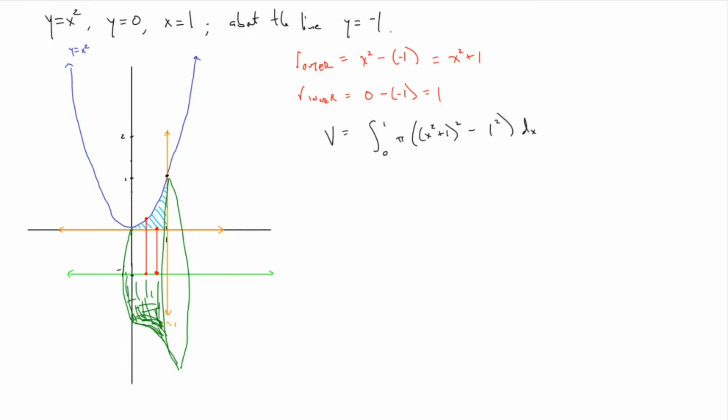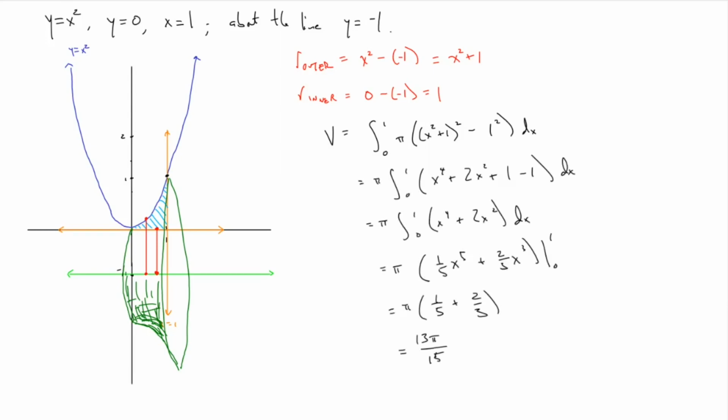That was all the hard work figuring out those things, so that now we can just plug it into the formula, and we get that the volume is the integral from 0 to 1 of pi times (x squared plus 1) all squared minus 1 squared. And then all that's left is some straightforward calculus and algebra and arithmetic, and you should come up with the answer 13 pi over 15.